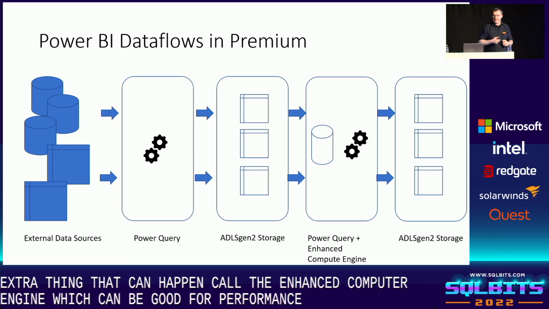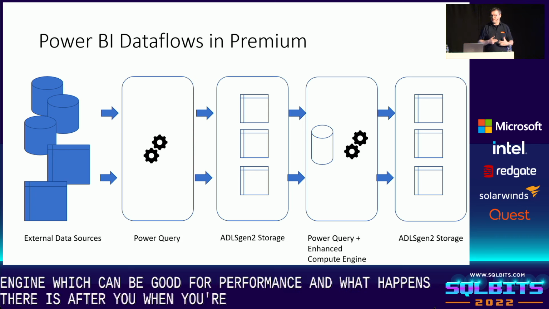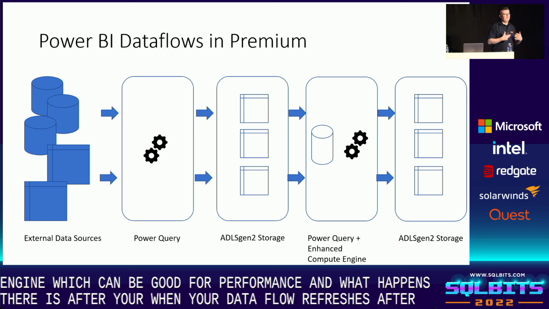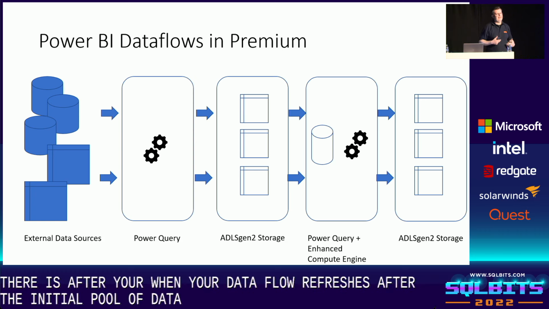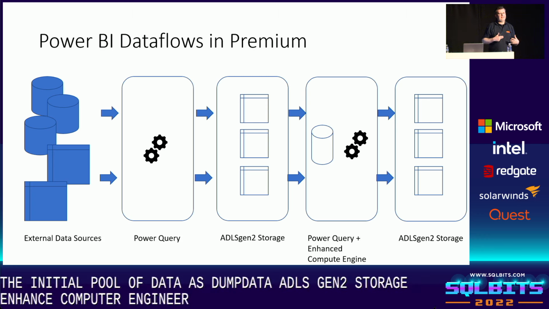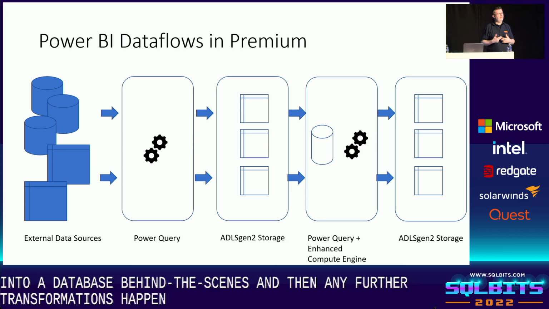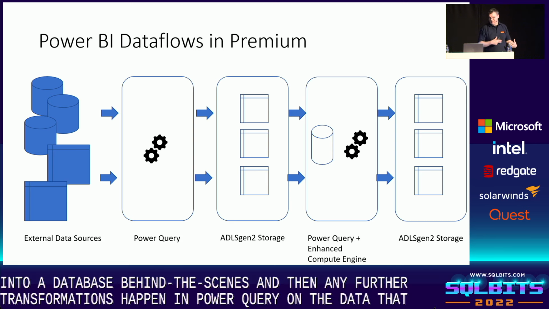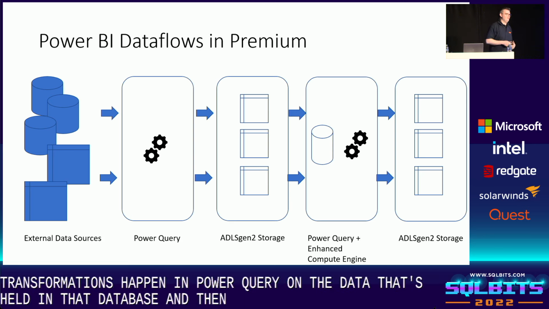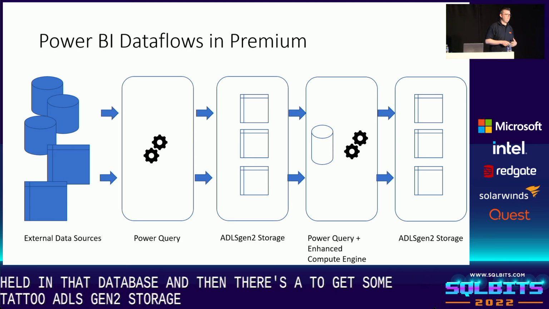And what happens there is when your data flow refreshes, after the initial pool of data has dumped data in ADLS Gen 2 storage, the enhanced compute engine means that that data gets loaded into a database behind the scenes, and then any further transformations happen in Power Query on the data that's held in that database. And then the data gets dumped out to ADLS Gen 2 storage. So that's setting the scene.